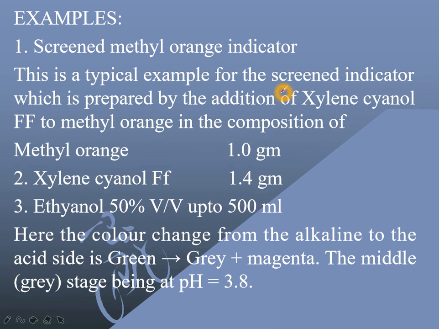Examples of screened indicators are screened methyl orange indicator, and this includes methyl orange, xylene cyanol FF with 50% v/v ethanol up to 500. Here the color change from the alkaline to the acid side is green to grey plus magenta, and the pH range is 3.8 at the middle.